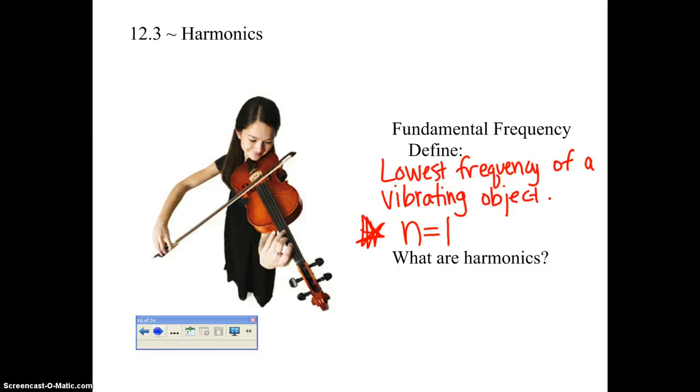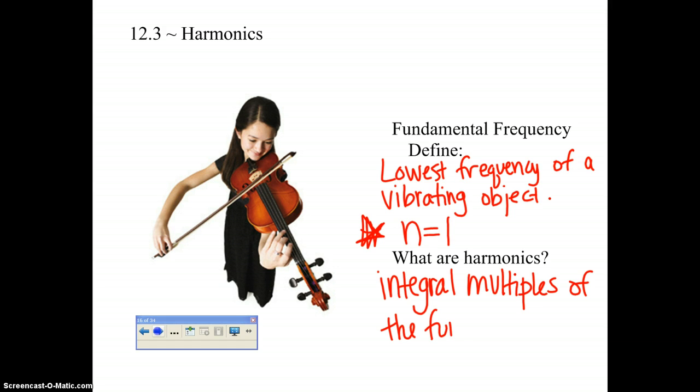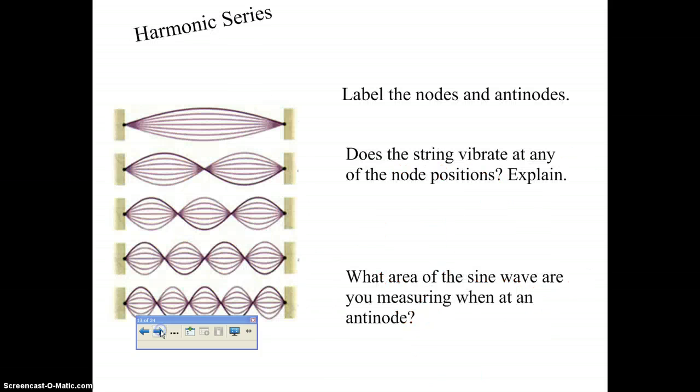So what are harmonics here? Harmonics are integral multiples of the fundamental frequency. In other words, n equals 1 is going to be the fundamental frequency. Are you going to be talking about 1, 2, 3, 4, 5 harmonics, or 1, 3, 5, 7, 9? In other words, odd harmonics. It will be based on the idea of an open or a closed tube, instrument, whatever, that is generating that sound. So we have the harmonic series.